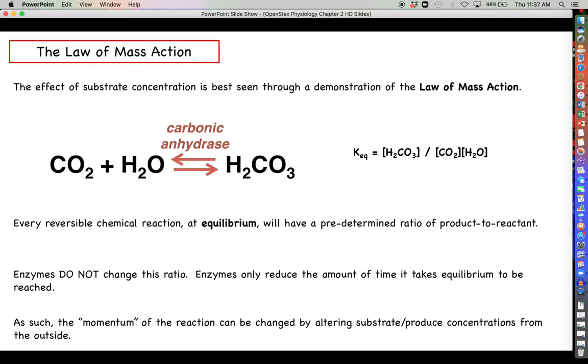So the way I like to think about the law of mass action is it basically describes the momentum of a reaction that is not at equilibrium. At equilibrium, the forward and the reverse reactions are happening at exactly the same rate. So we form a certain amount of carbonic acid, and we also reform a certain amount of carbon dioxide and water such that they satisfy this ratio. But if the reaction is not at equilibrium, then this ratio does not hold up, but the reaction is going to move in the direction so that equilibrium will be reestablished.